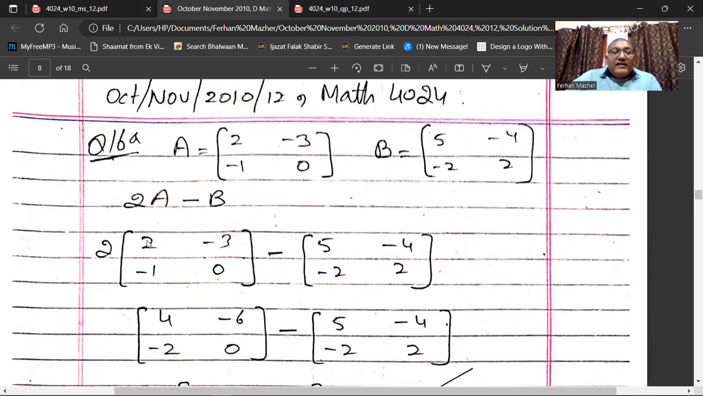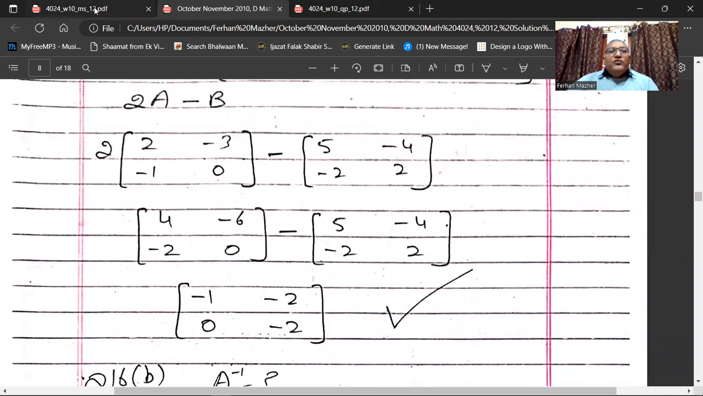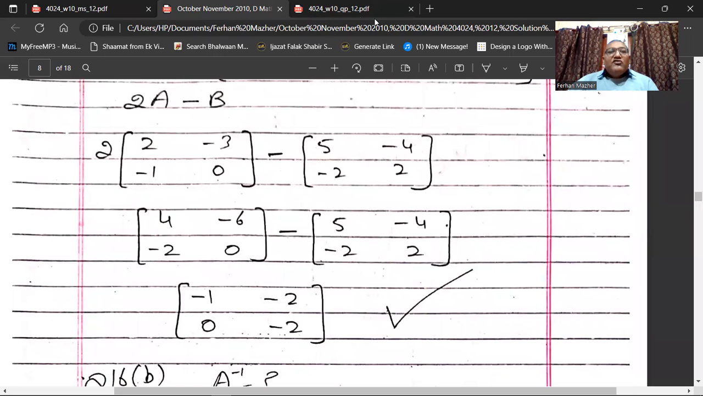So 2 times the matrix A, which is 2, minus 3, minus 1, 0, minus the B matrix, 5, minus 4, minus 2, 2. Simply this 2 will multiply with all the members of A. So you will get 4, minus 6, minus 2, 0, minus 5, minus 4, minus 2, 2. So 4 minus 5 will be minus 1. Minus 6 minus minus 4 will be minus 6 plus 4, and that will be minus 2. Minus 2 minus minus 2 will be minus 2 plus 2, and that will be 0. 0 minus 2 will be minus 2. So this is how this is done. I hope you understand. Minus 1, minus 2, 0, minus 2. So our answer is right.